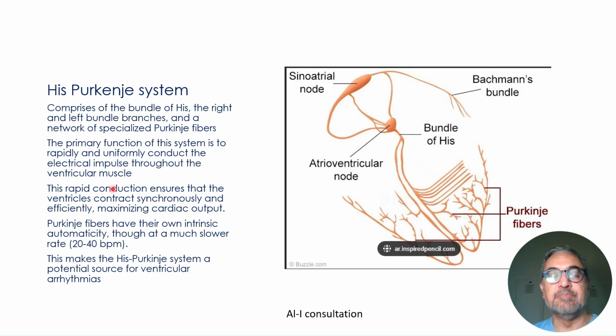The His-Purkinje system comprises the bundle of His, right and left bundle branches, and specialized Purkinje fibers. Its primary function is rapid and uniform conduction of electricity throughout the ventricular muscle. Rapid conduction ensures the ventricles contract synchronously. Purkinje fibers have their own intrinsic automaticity, although the rate is 20 to 40 beats per minute. This makes the His-Purkinje system a potential source for ventricular arrhythmias.